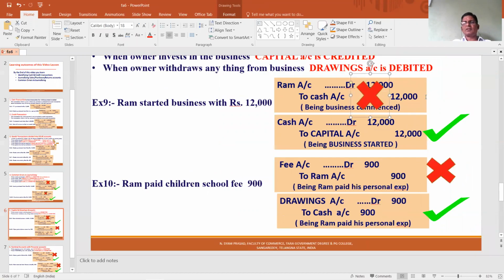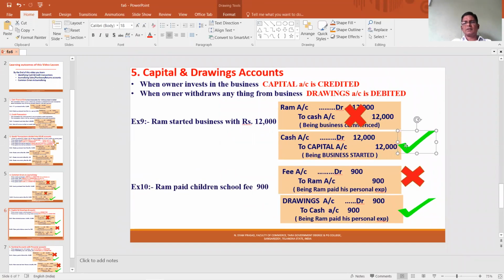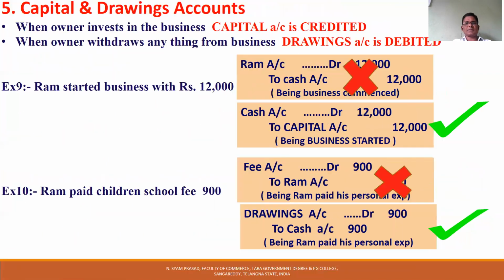This is wrong. This is right. This is wrong. So when Ram started business, students will write so many mistakes here, such as Ram account debit to cash account. The correct entry is as follows: because cash is given by Ram to the business, as there is separation between Ram and business, cash is coming in and cash account is debited. The giver Ram is credited, Ram capital account is created.